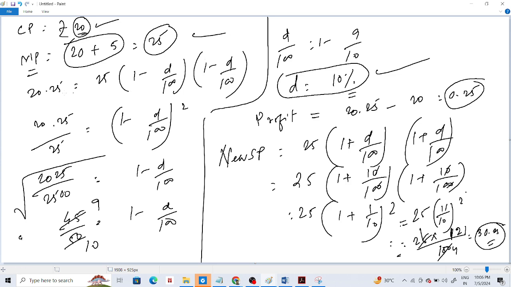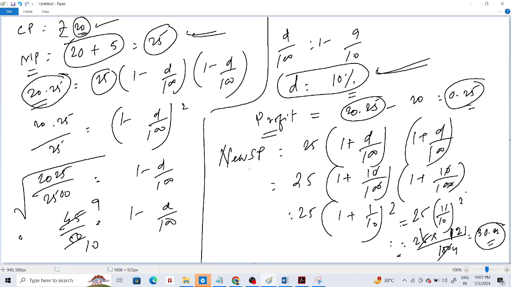Yeah, that I understood. Now it is telling that the shopkeeper has given two successive discounts and then the SP has become 20.25. So this 20.25 comes from the mark price, because discount is given on mark price: 1 minus D by 100 into 1 minus D by 100. If you solve it, you will get D as 10%, right? So what is the profit now? Profit is SP minus CP, which is 0.25.